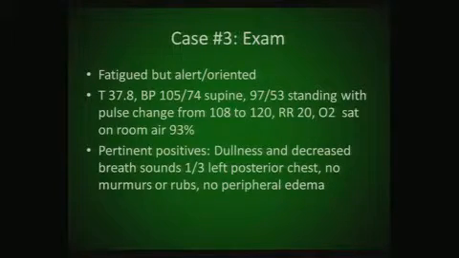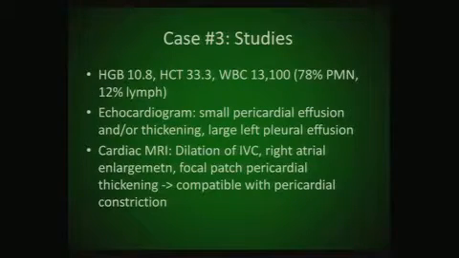Her O2 saturation was somewhat low. Pertinent positives include dullness and decreased breath sounds 1/3 of the way up in her left posterior chest. Obviously, she still had fluid. No murmurs or rubs were described, no peripheral edema. Laboratory findings included a hemoglobin of 10.8, hematocrit of 33, elevated white count, not too specific.